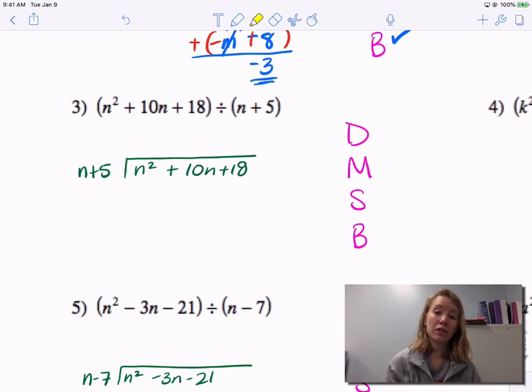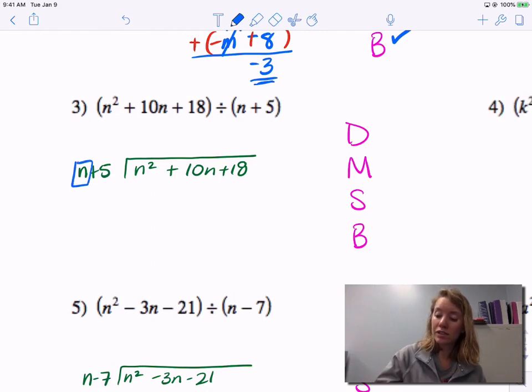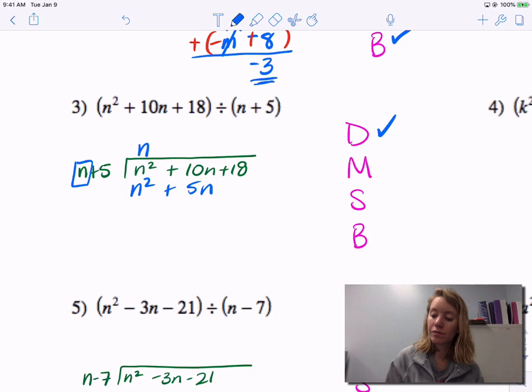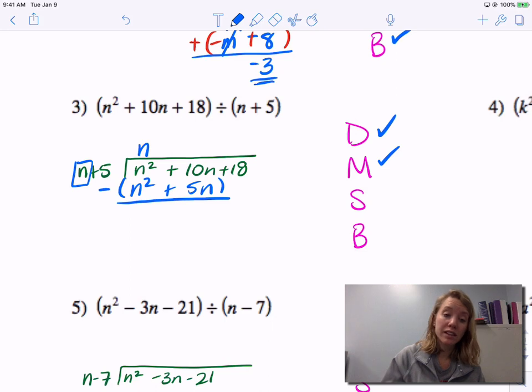The more of these that you do, the better that you'll feel. Okay, so I've got n plus 5 dividing into n squared plus 10n plus 18. I'm going to look at this n. N goes into this first term. So n times what gives me n squared is n. Divide, check. Multiply. N times n is n squared, n times 5 is plus 5n. Multiply, check. Subtract. I always put the parentheses in because then I actually remember to distribute my negative to all pieces. So every sign changes. N squareds cancel. I get 5n. Subtract, check. Bring down, plus 18.